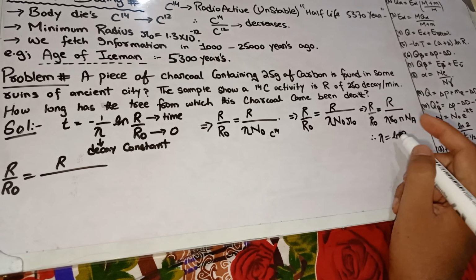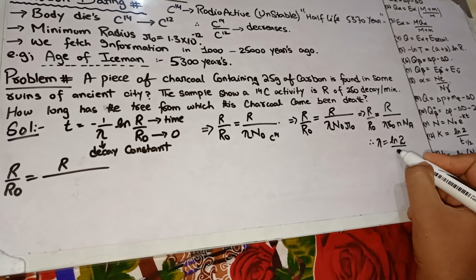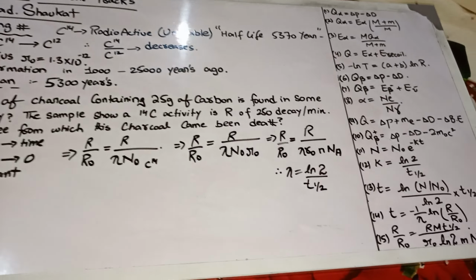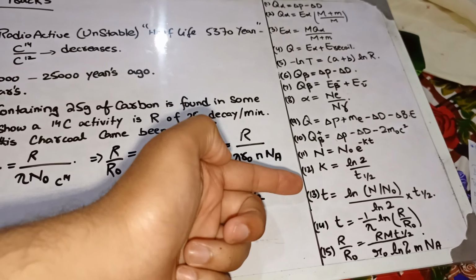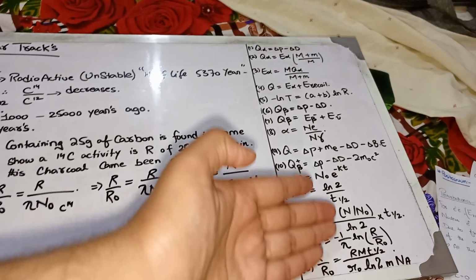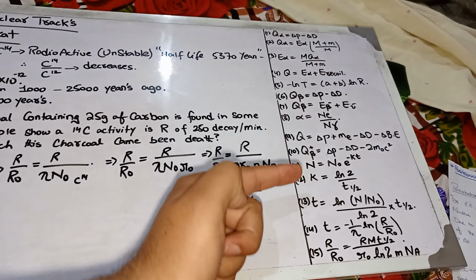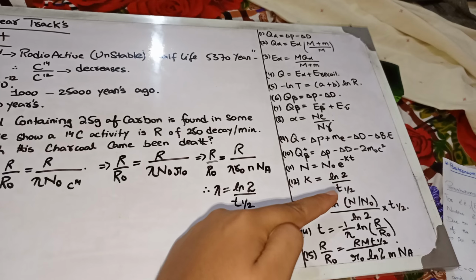Okay, ln of 2 divided by t 1 by 2, where lambda is the decay constant. As you can see here, I also wrote the formula. This is basically the formula list. You can see this formula I already showed in 12th number: k equals ln of 2 divided by t 1 by 2.